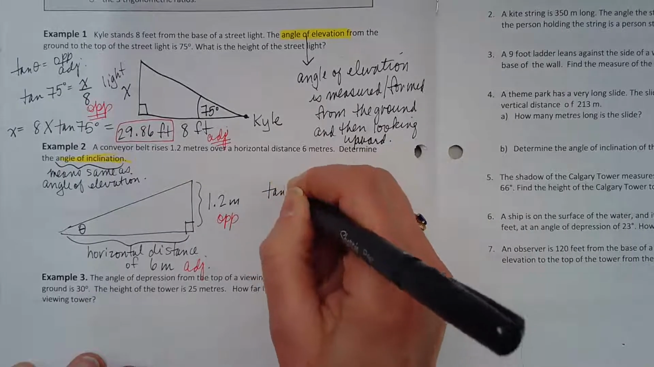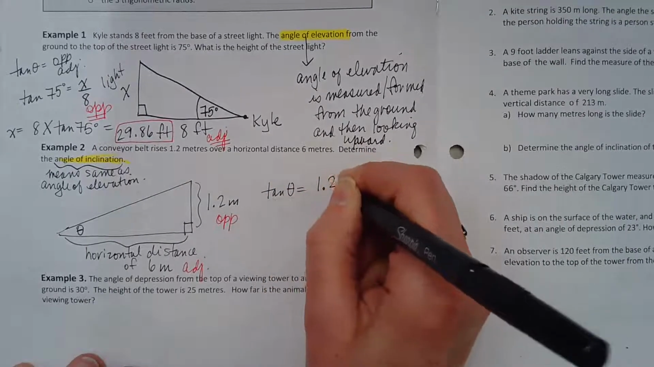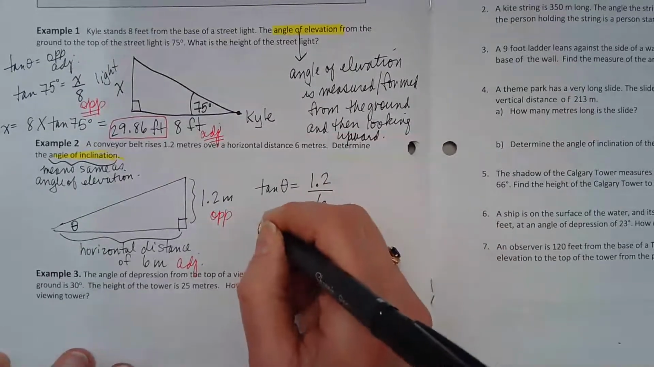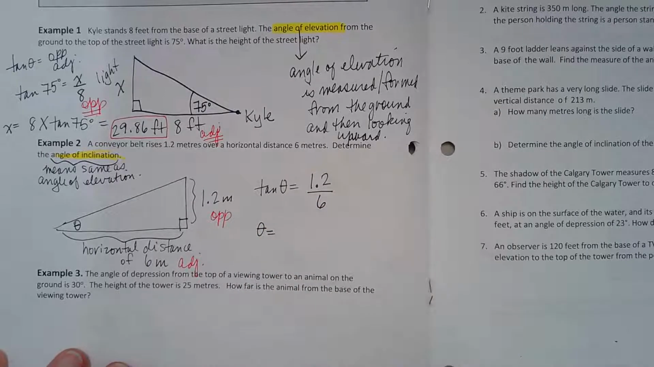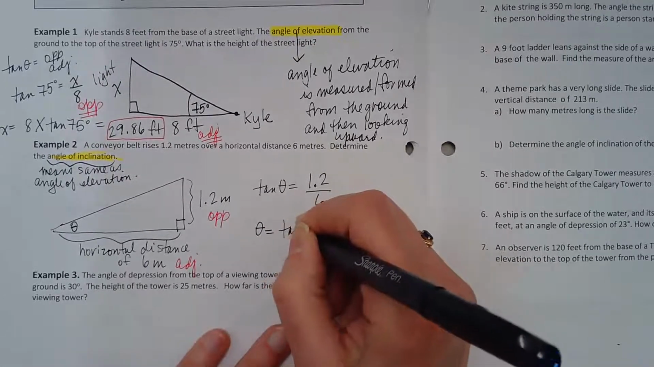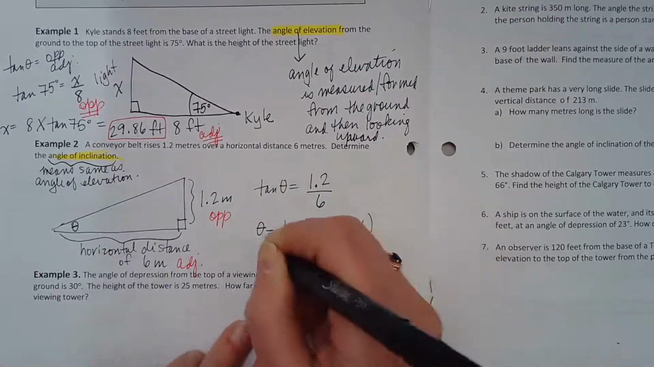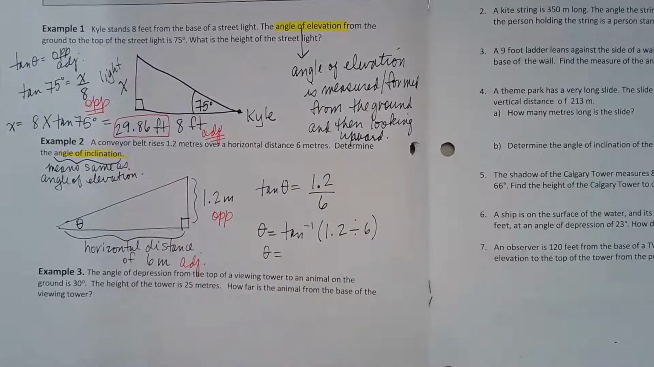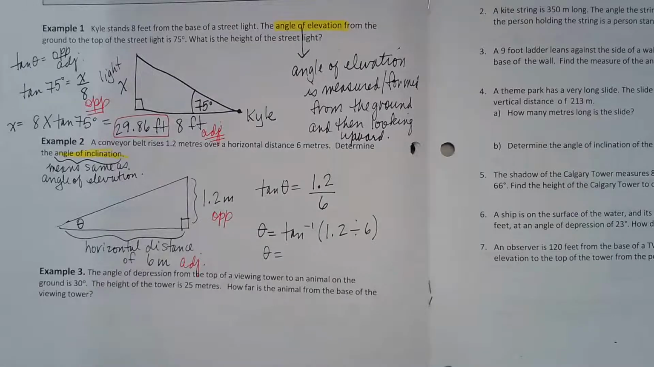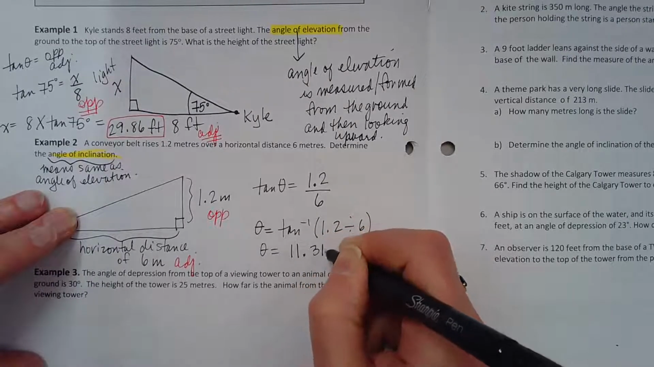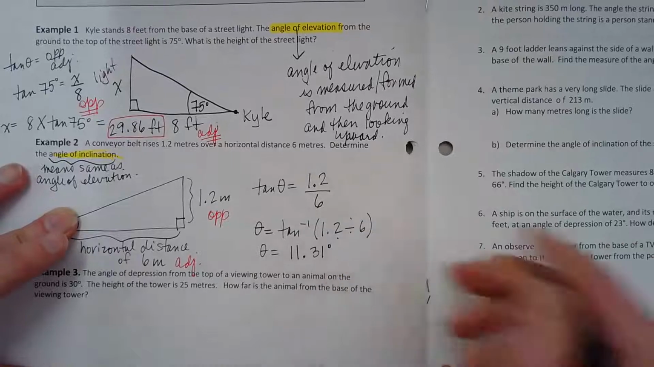So tan of my unknown angle equals 1.2 over 6. Now, I don't want tan of theta. I actually want to solve for theta. So I have to cancel tan and then do my division. And we get 11.31 degrees, right? Or 11 degrees, I suppose.